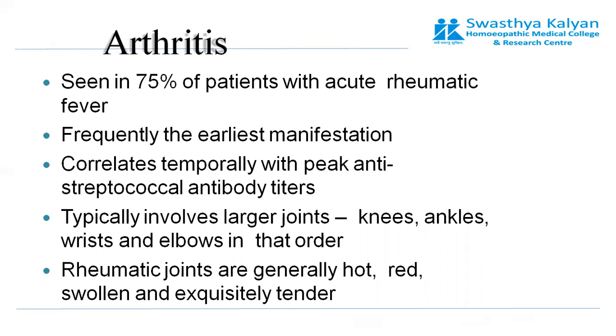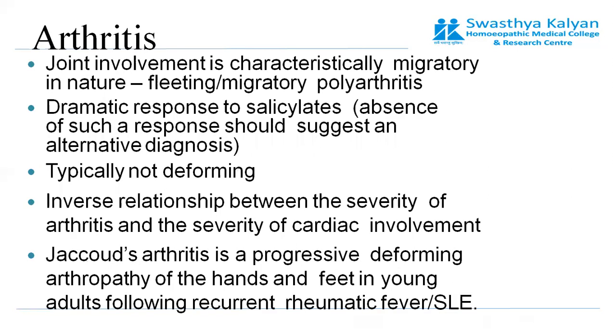Rheumatic joints are generally hot, red, swollen, and exquisitely tender to touch. You can consider some homeopathic medicines here, like such type of tenderness is seen in Hepar. Also, joint involvement is characteristically migratory in nature. It is from one joint to other, a shifting type of symptoms of arthralgia. Dramatic response to salicylate can be seen.